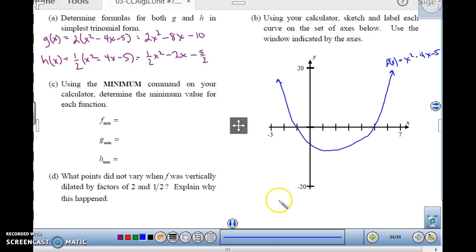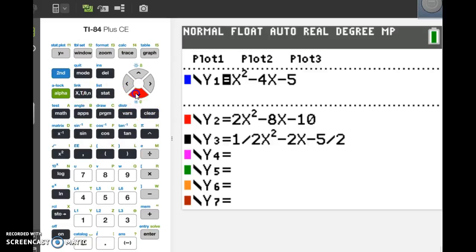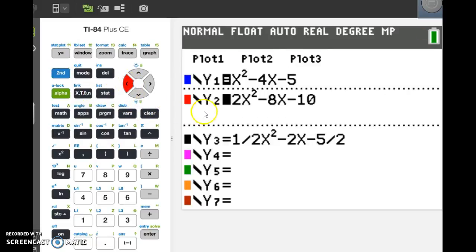Okay, so now I'm going to do the g of x, which is the red one. So I'm going back to y equals, and I'm going to arrow down here, and I'm going to turn the red one on by turning the equal sign back on, and I'm going to graph that.